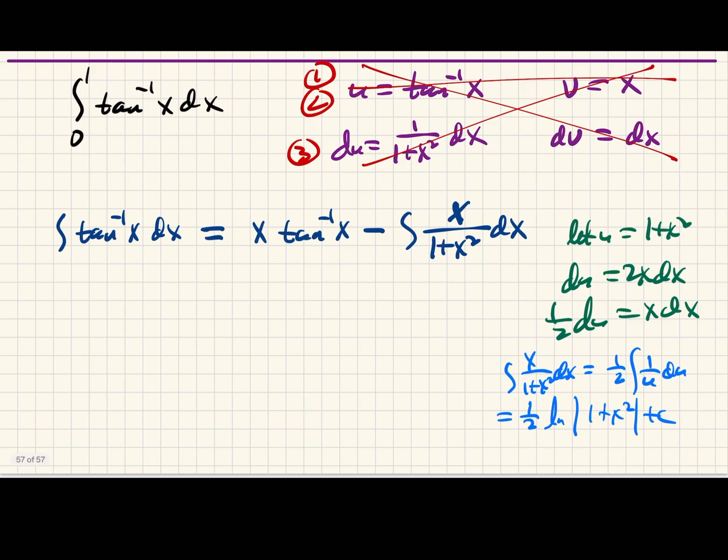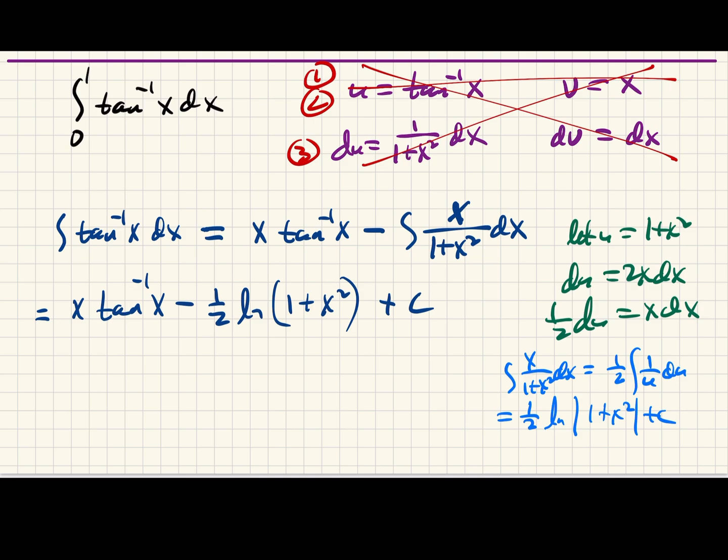Okay, so this whole thing then is going to be equal to x inverse tangent x minus 1/2 natural log, and because these are both going to be positive, we don't really have to worry about the absolute values, plus c. But this is 1 over, isn't it? Oh, no, sorry. We're good.